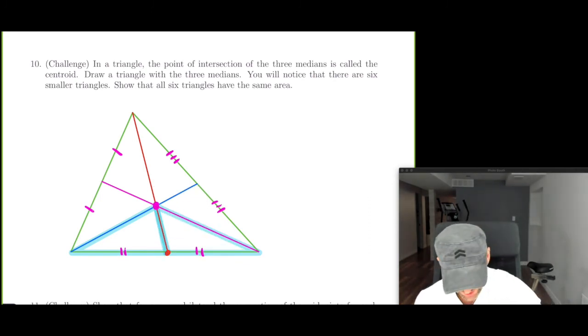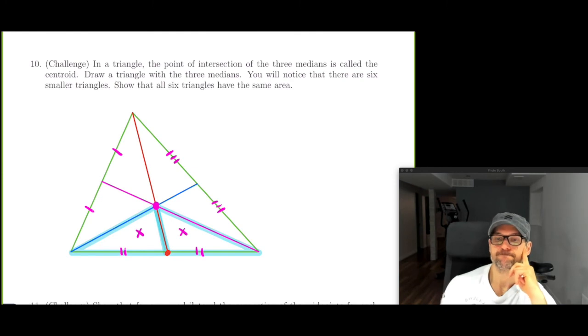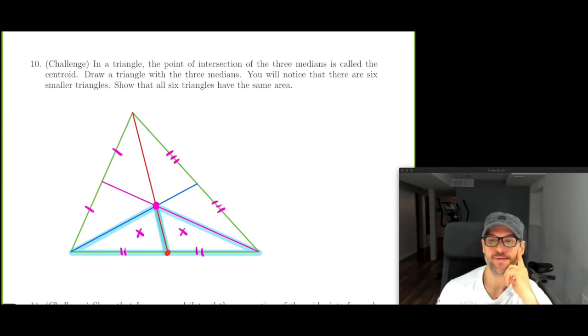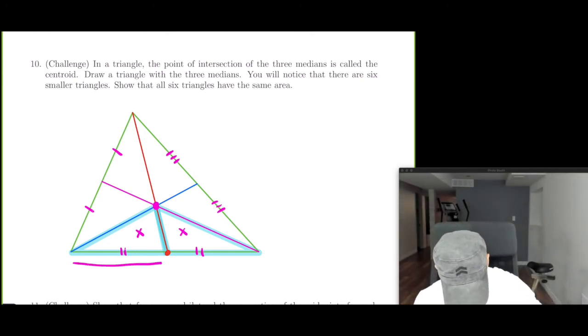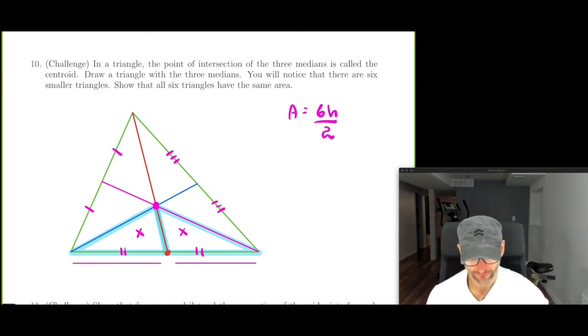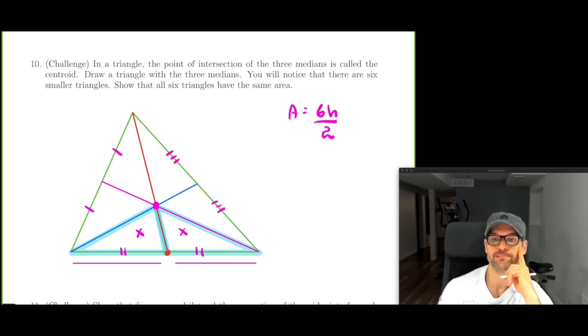Let's call their areas X and X. The areas are the same. Why do these 2 have the same area? Notice their bases are equal. What is the area of a triangle? It is base times height divided by 2. They have the same base because there was a midpoint there. Is the height the same? Yes, because they are sharing the vertex at the centroid.